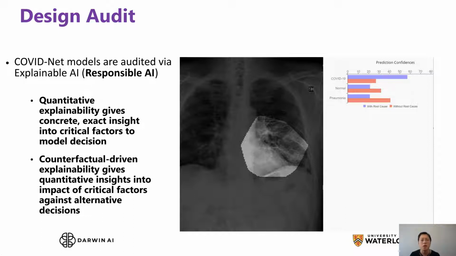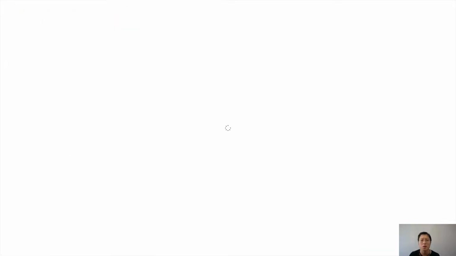But not only that, we also leverage a counterfactual-driven explainability approach that gives quantitative insights into the impact of the critical factors against alternative decisions. What that means is this counterfactual aspect gives you the justification for the explanation. What you can see on the right is that by looking at this particular critical factor, it had a certain amount of confidence that this is a COVID-19 infection, because under other circumstances where this critical factor is not leveraged, it would have thought it was standard community pneumonia. This becomes very important for us to really understand the intrinsic behavior in the decision-making process of all the models that we create.